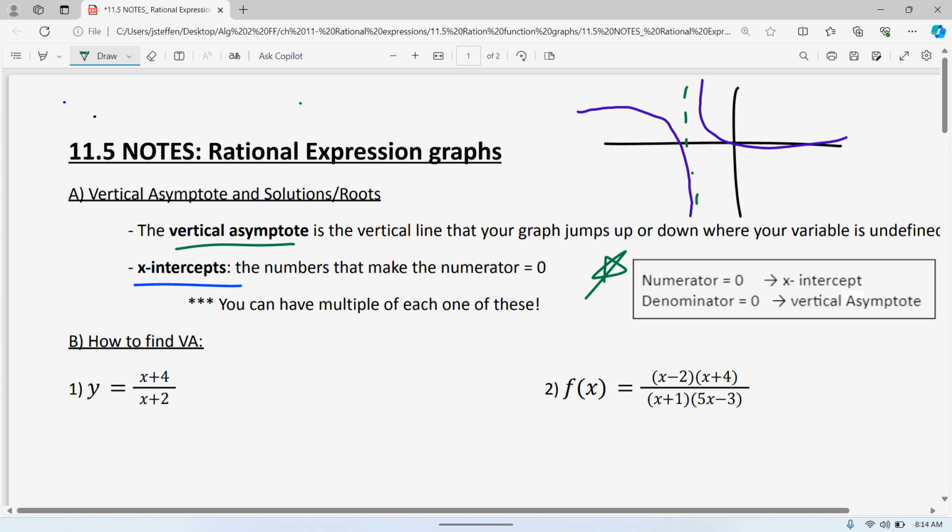You can have multiple or none of each of those. There are problems where you don't have an x-intercept for whatever reason, or problems where you don't end up having an asymptote somewhere. But there are also ones where you could have multiple. You could have 2 or 3 vertical asymptotes. You could have 3 or 4 x-intercepts. It all just depends. So if you get one of those, don't fret.